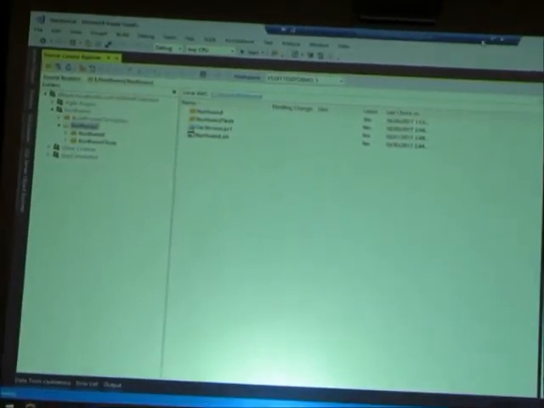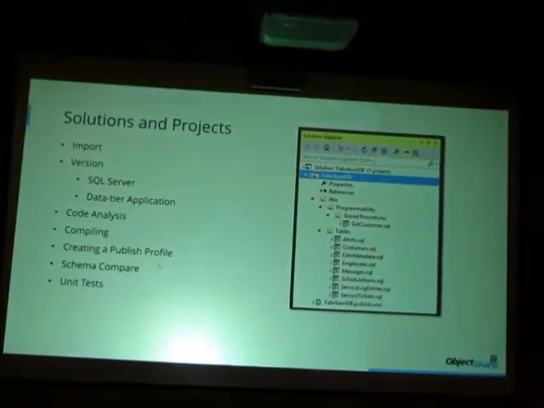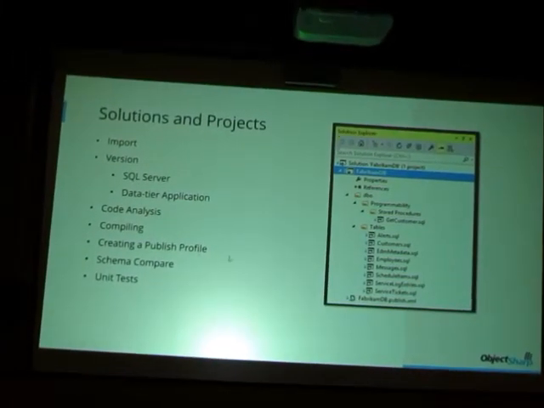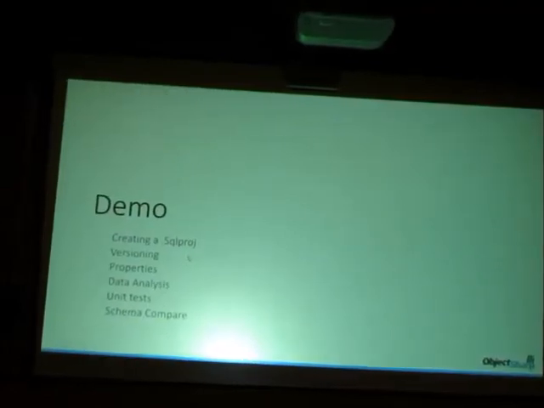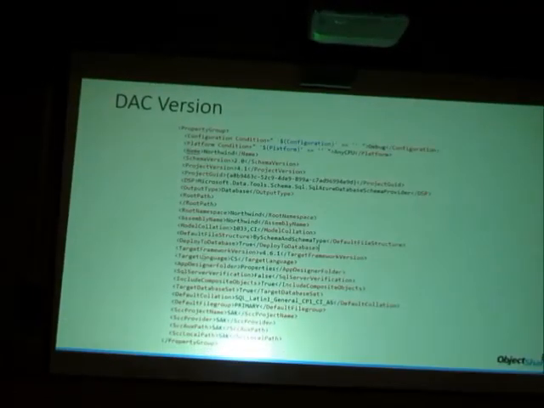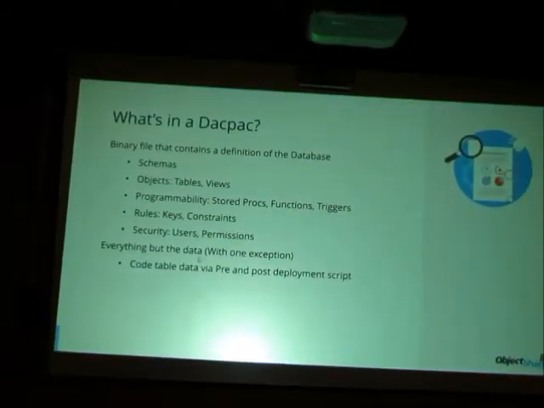Okay, how are we doing so far? Make sense? Let's make sure we've covered everything off. Compiling, publish profile, schema compare, unit tests, we've done all that stuff. We talked about the DAC version number stuff.